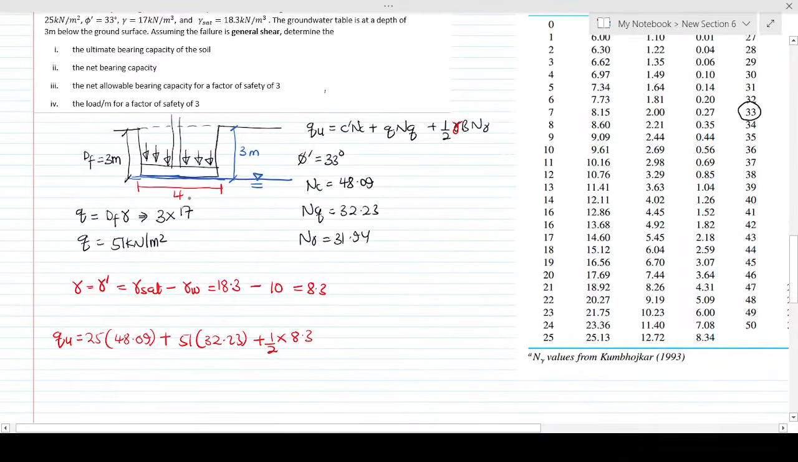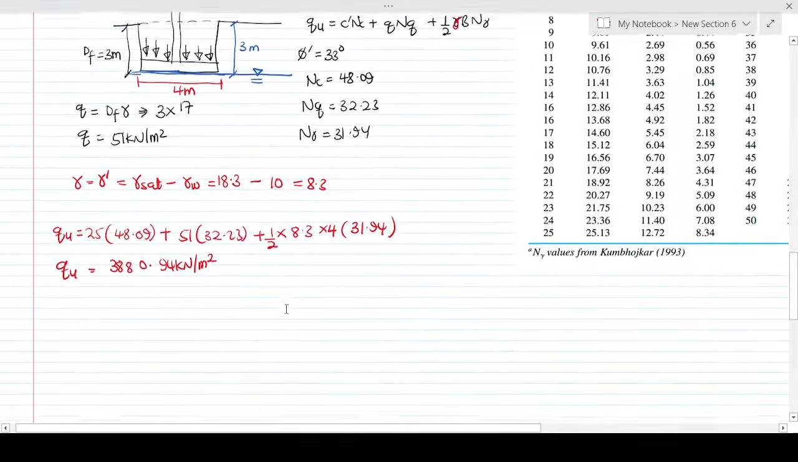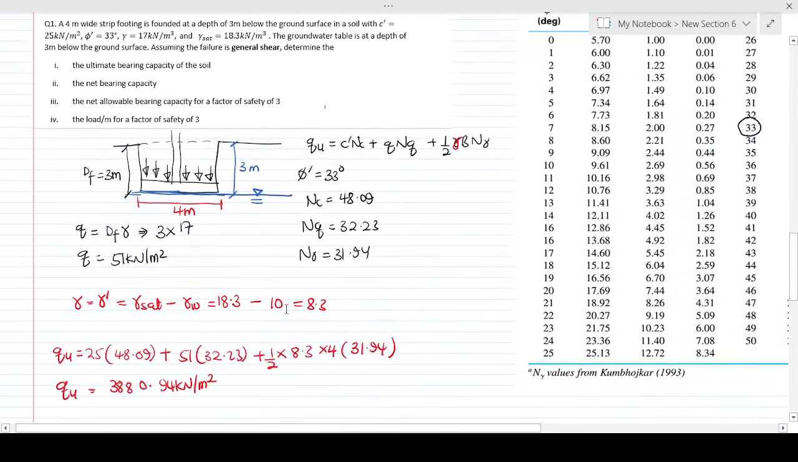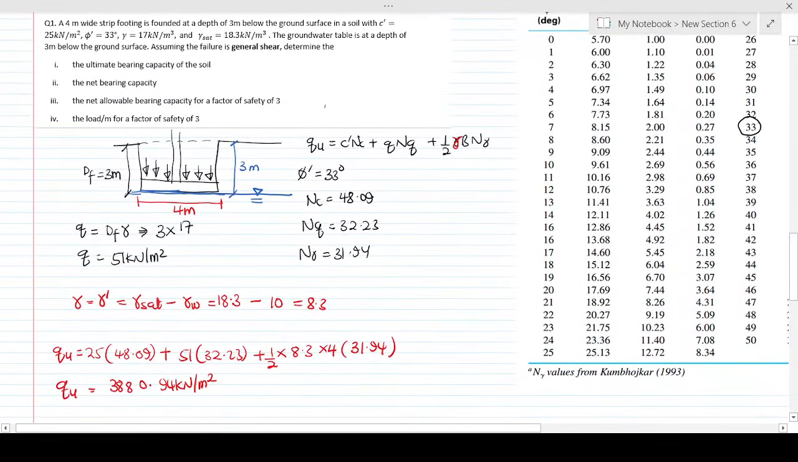So yes, 4 meters. The width of the foundation is 4. Then my N gamma is 31.94, and so my Q will be given as 3,880.94 kilonewton per meter. Okay, so that is the ultimate bearing capacity. And the next question is asking us to find the net bearing capacity.